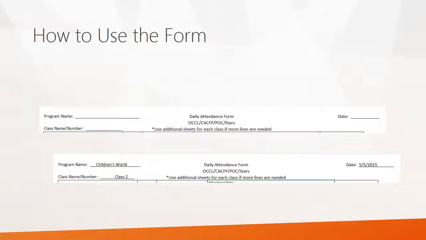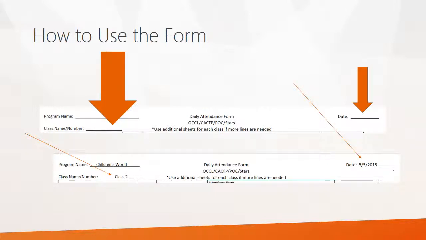The next section of the form is class name/number. This line refers to the unique name that your program has assigned to the class for which you are taking attendance. In our example, Children's World is taking attendance for class number 2 on this form. Finally, you will enter the date for which you're taking attendance. The teacher in our example is taking attendance from May 5th, 2015.